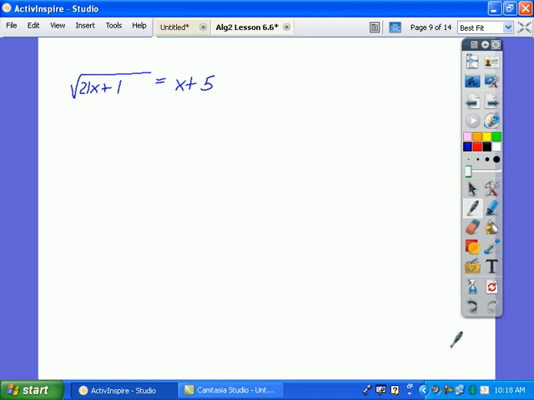So on the left-hand side, I have 21x plus 1 squared equals x plus 5 squared. So on the left-hand side, we're left with 21x plus 1. On the right-hand side, again, x plus 5 squared means I have to FOIL that out. That's going to give us x squared plus 10x plus 25.